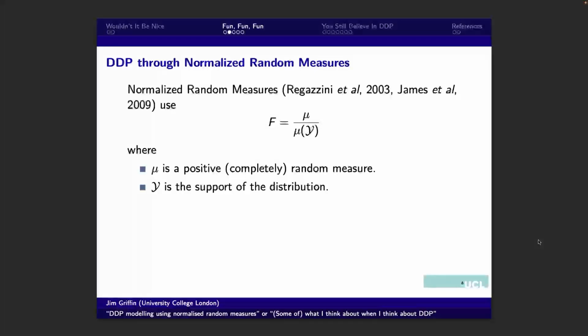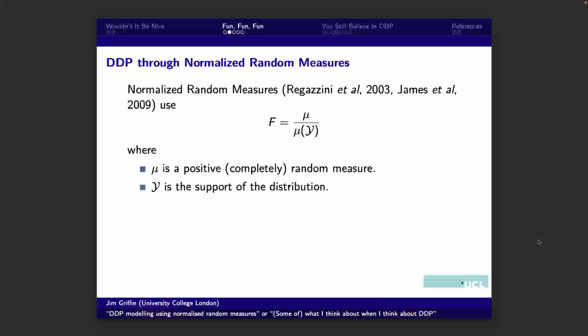So in a normalized random measure, we're just going to work with a positive measure, and then we're going to normalize it. So there are some conditions on that positive measure. I haven't put them here, but essentially we need to be able to normalize. So we need this mu script Y to be positive almost surely. So Y is going to be the support of our distribution. So this is the case without regressors, sorry. So you're going to have a positive measure, you're going to have a support of the distribution, and then you're going to normalize.